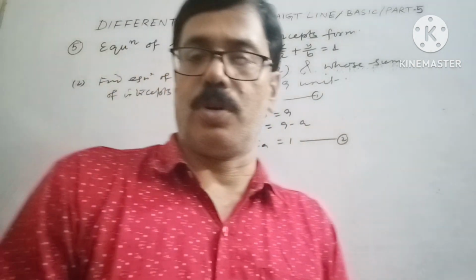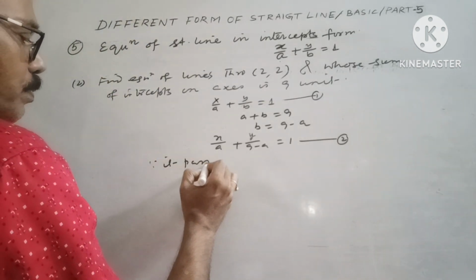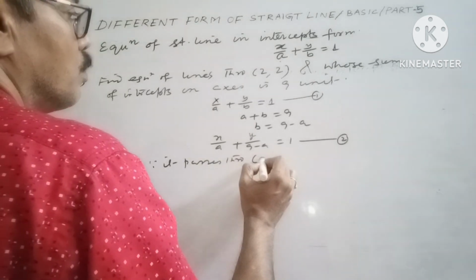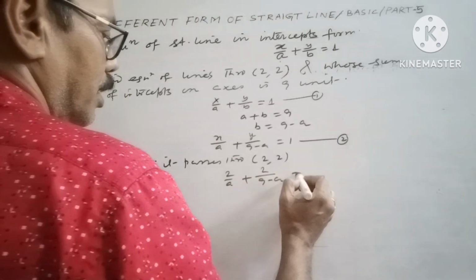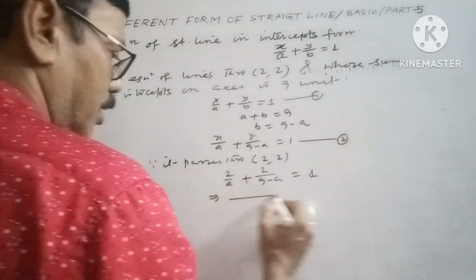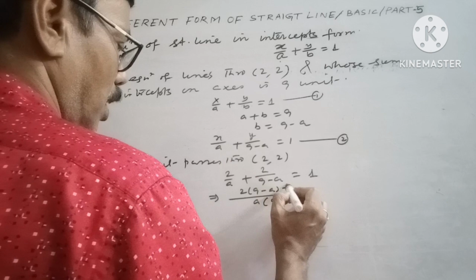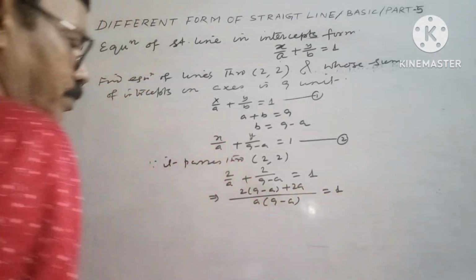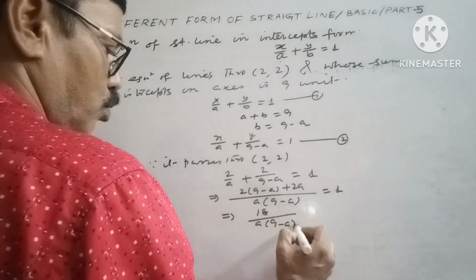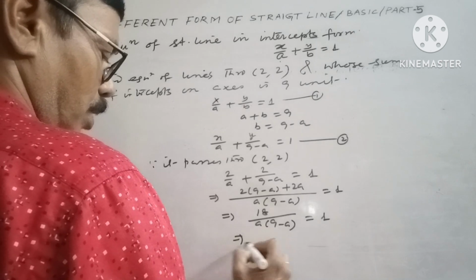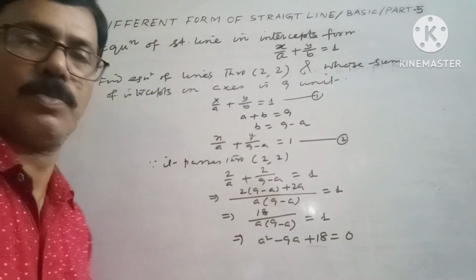Now one more condition: since it passes through (2, 2), 2 by a plus 2 by (9 minus a) equals 1. Take the LCM: 2 into (9 minus a) plus 2a equals a into (9 minus a). So 18 by a into (9 minus a), the 2a and minus 2a cancel. So you are getting a square minus 9a plus 18 equals 0.